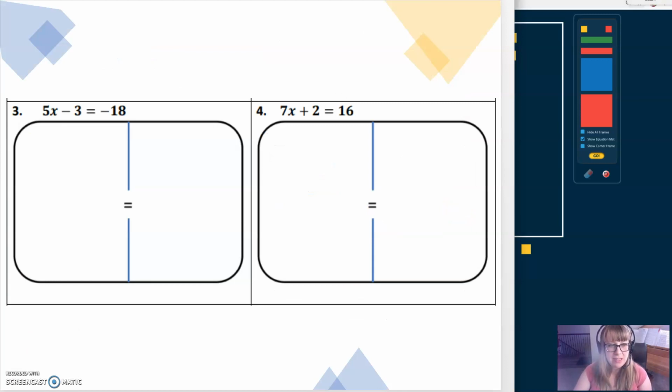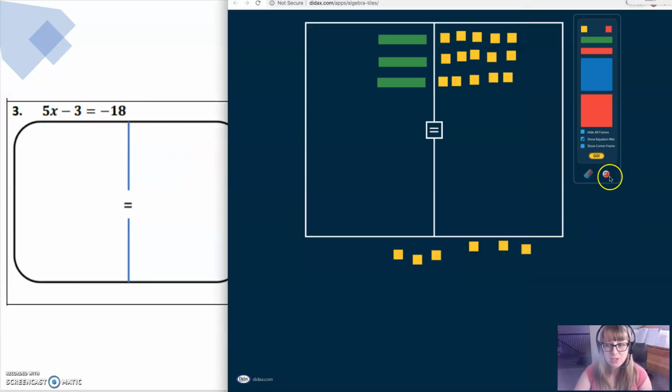It's going to be the same thing even when we're dealing with negatives. So on our next problem, 5x minus 3 equals negative 18. Just remember, minus 3 is going to be modeled with plus a negative 3, and it's going to be equal to and balanced with negative 18. Pause the video and get your own algebra tiles set up while I get my algebra tiles set up.